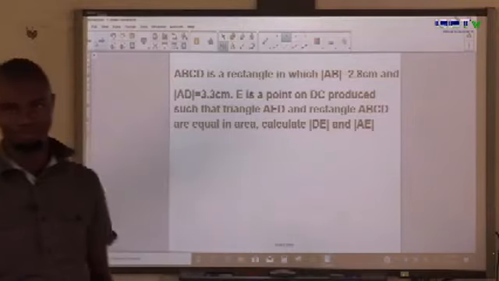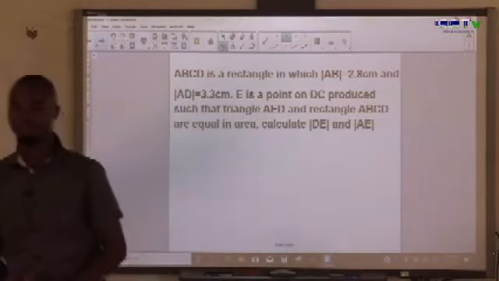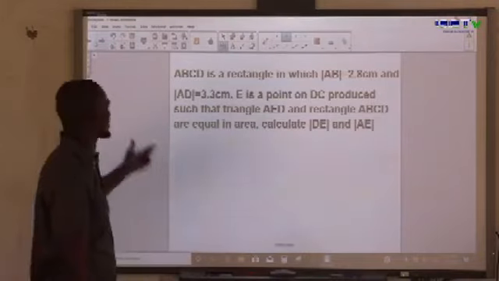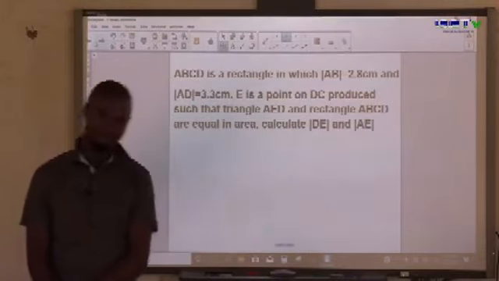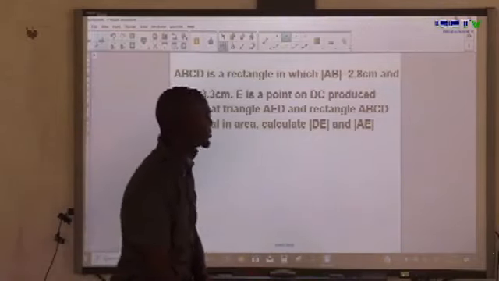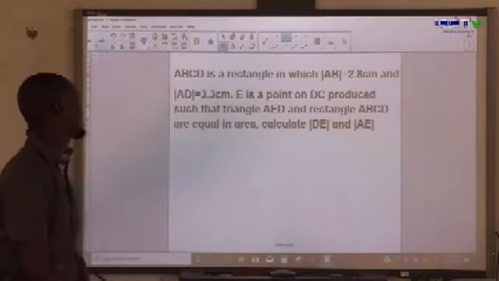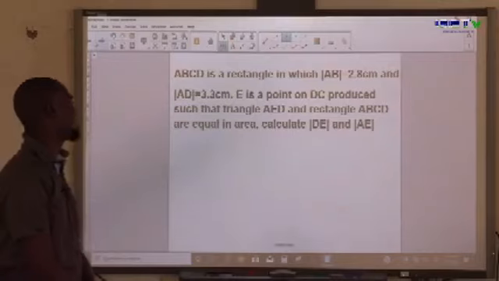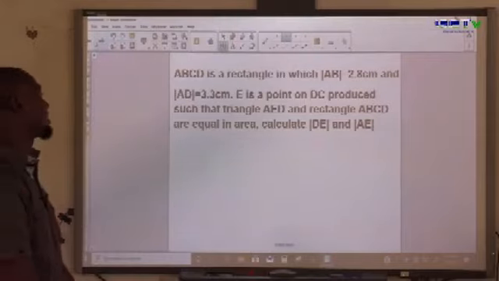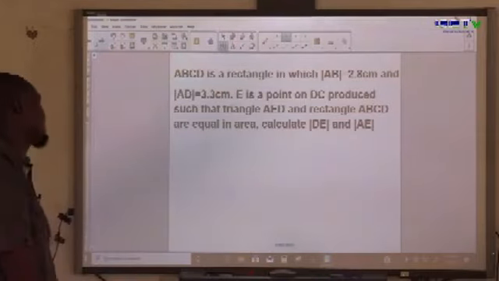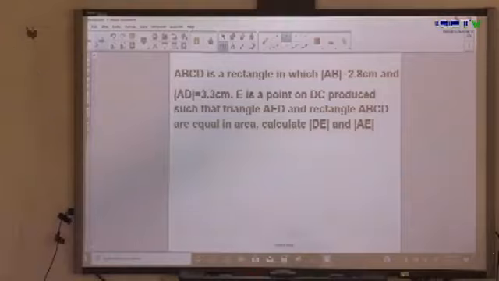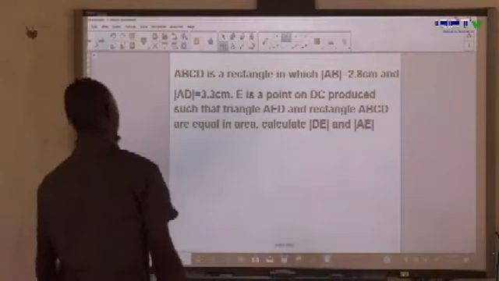Hello viewers, welcome to another lesson in mathematics at the senior secondary school level. As we have in our previous lesson, we had an assignment, so we just need to correct that assignment. ABCD is a rectangle in which AB is equal to 2.8 centimeter and AD is equal to 3.3 centimeter. E is a point on DC. Produce such that triangle AED and rectangle ABCD are equal in area. Calculate DE and AE. Let us get our rectangle first.